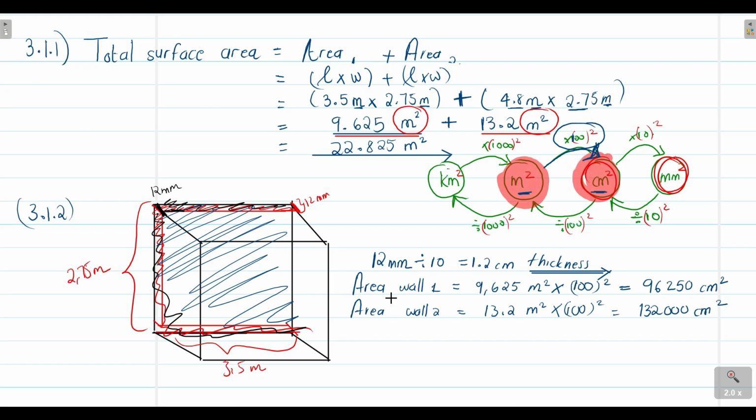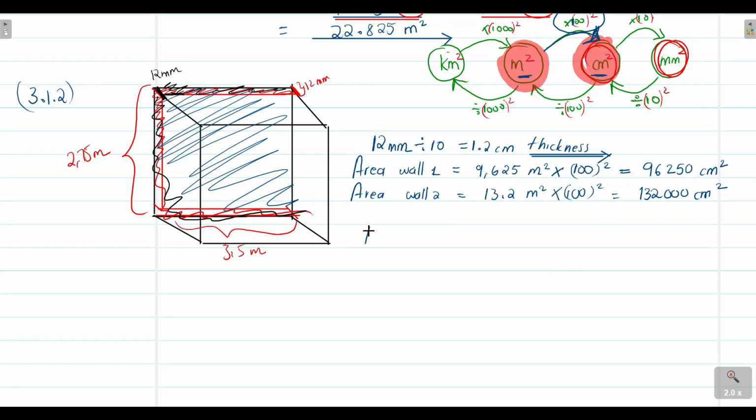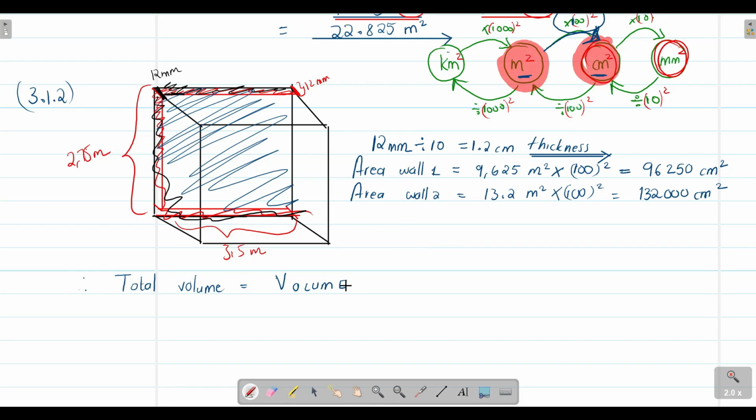We know that to get the total volume, right, we're just going to take total volume. Okay, let me just do it here. It's going to be equal to the volume of wall number 1 plus the volume of wall number 2. How do you get the volume of wall number 1? You just take that area of wall number 1 multiplied by the thickness plus the volume of wall number 2. Same thing, the area of wall number 2 multiplied by the thickness. So that's all that we're doing.